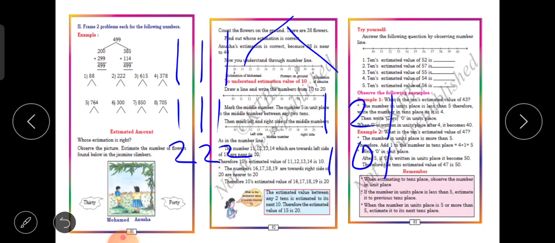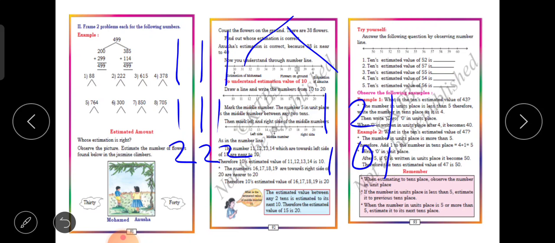Is that okay, children? Shall we move on to the next page? Answer the following questions by observing the number line. The tens estimated value of 52 is 50. 57 is 60. So, which is the middle number here? 1, 2, 3, 4, 5, 6, 7, 8, 9, 10, 11 is there. So 55 is the middle number, as I told you. From 54 to 51, which is nearer? 50 is nearer. For 56 to 59, what is the nearer number? 60. So that's how you are going to find out and answer the following.